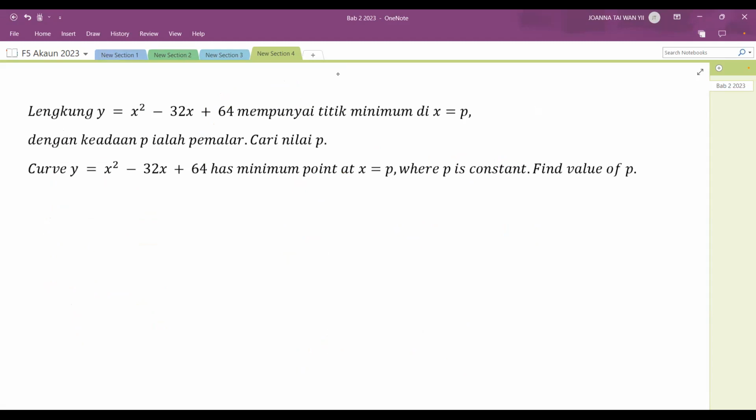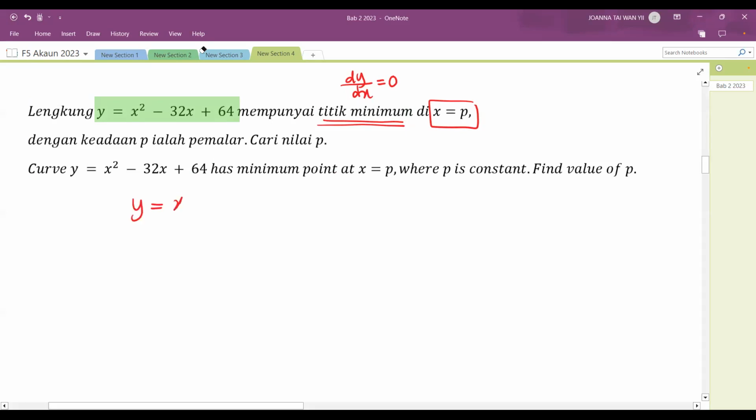So this one they give you a curve equation. Ini lengkung. And then dia cakap titik minimum. No matter minimum or maximum means what? Minimum, maximum, dy dx equals to zero. Asalkan nampak maximum, minimum, dy dx adalah kosong. So, when x equals p. Okay, kalau begitu, sekarang dia nak kita cari p. Kita cari p, kita buat dy dx dulu. We do the differentiation first.